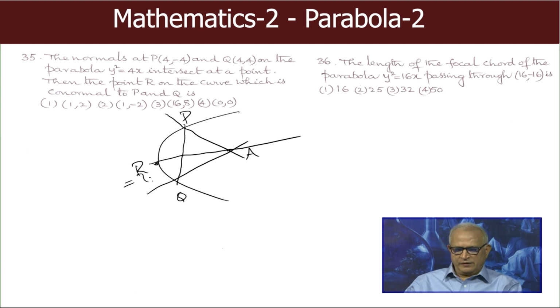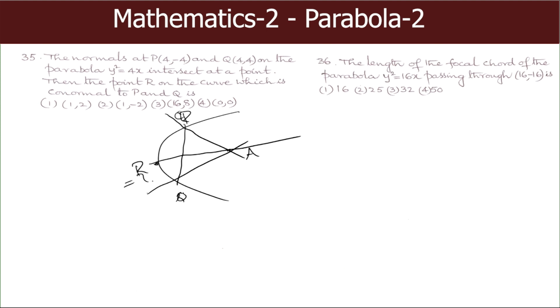Well, this is 4, minus 4. This is Q, because 4, minus 4, and this is P, 4, 4. So, this t equal to 1, t1 is 1 and this t2 is minus 1, because this is the reflection of Q in the axis of the parabola. The parameters are equal except that there is a change of sign.